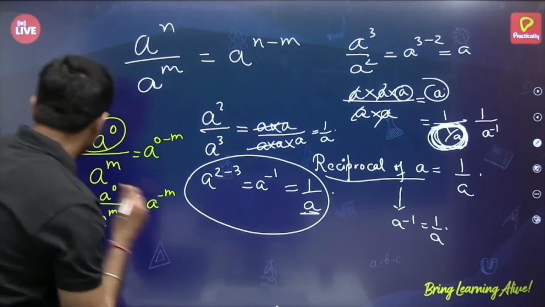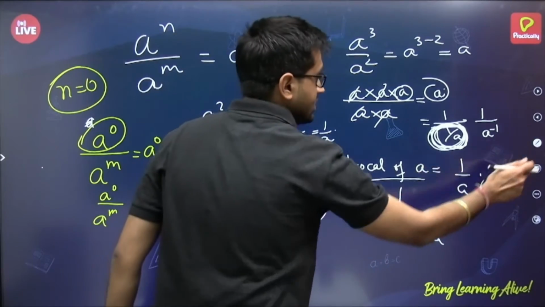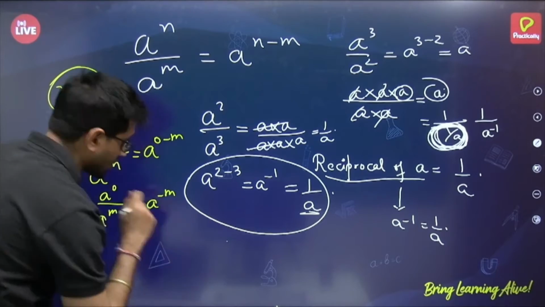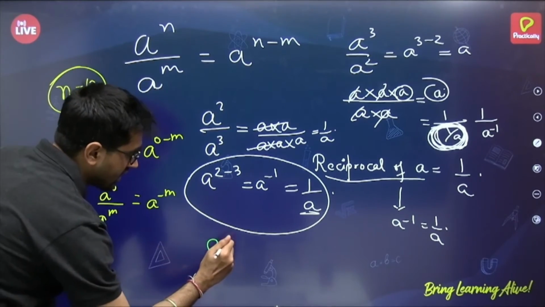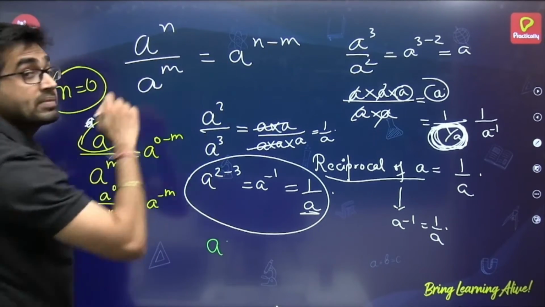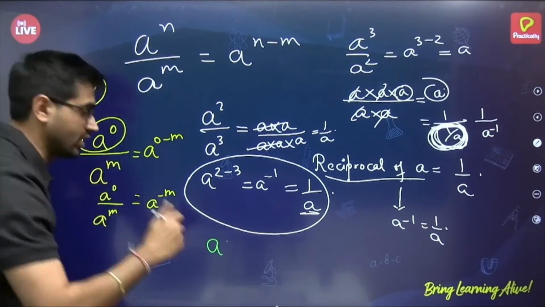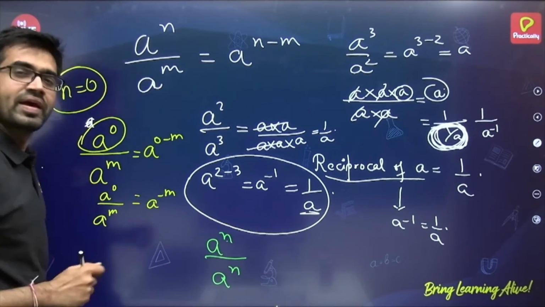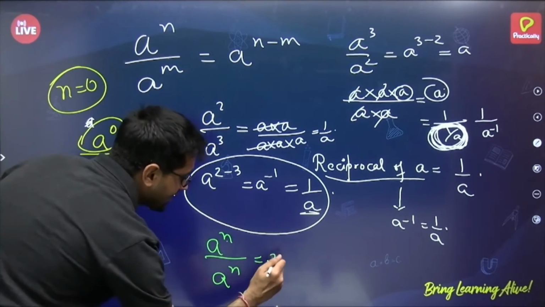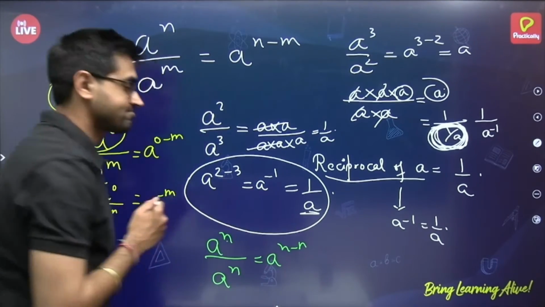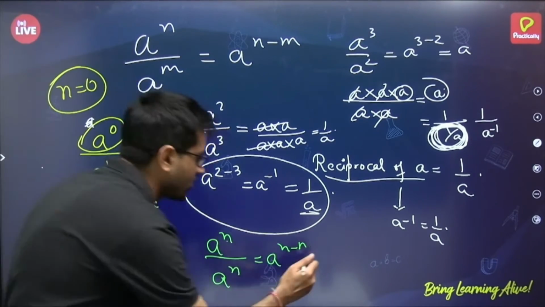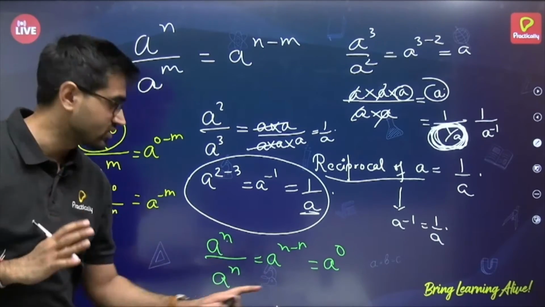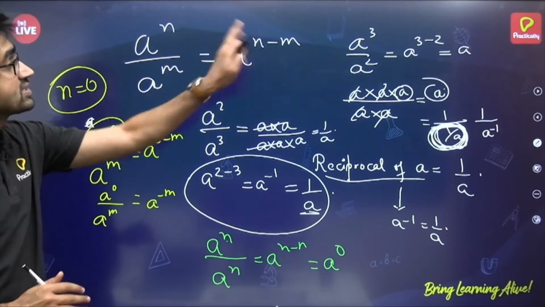Think like this. Let me change the color one more time and then done. What is A to the power 0? See this. What if I take n and m equal? I write A to the power n divided by A to the power n. As per the rule, it should be A to the power n minus n. What is n minus n? 0. I got A to the power 0. I applied the same rule.